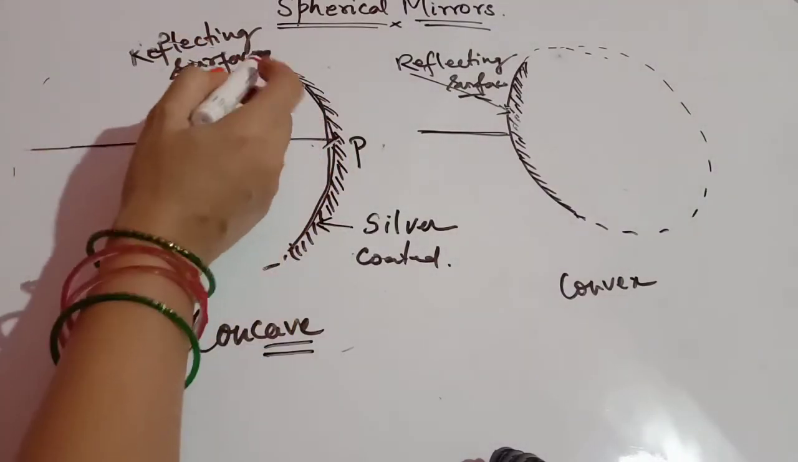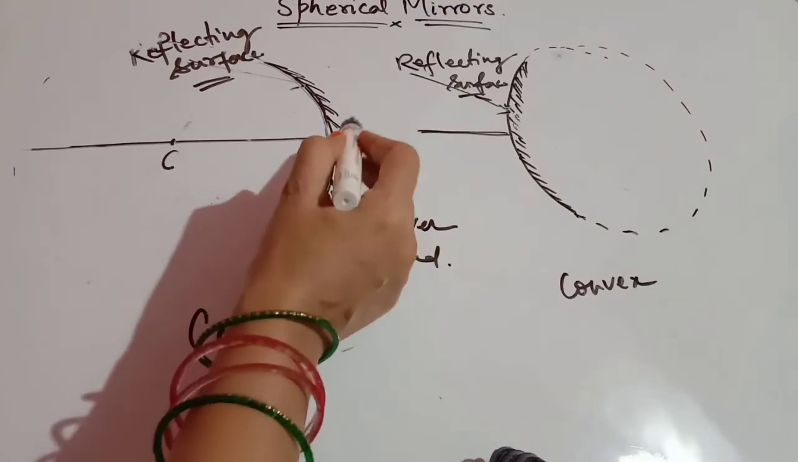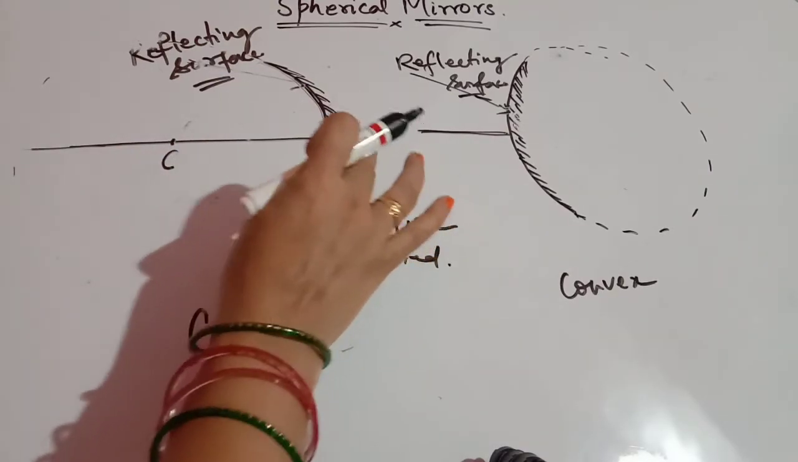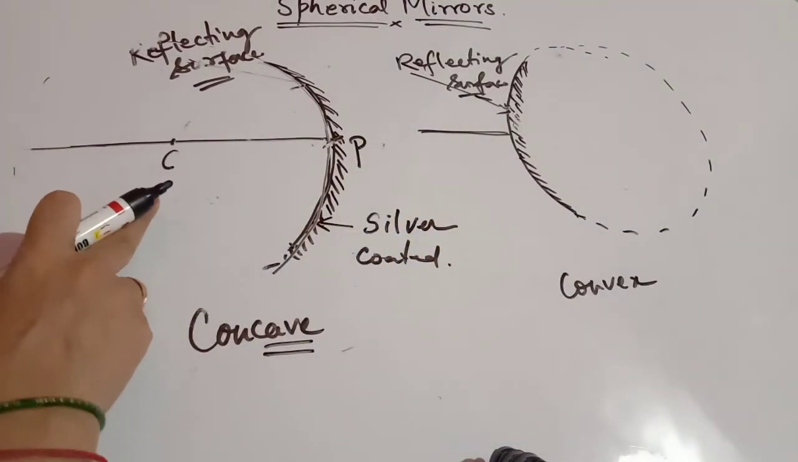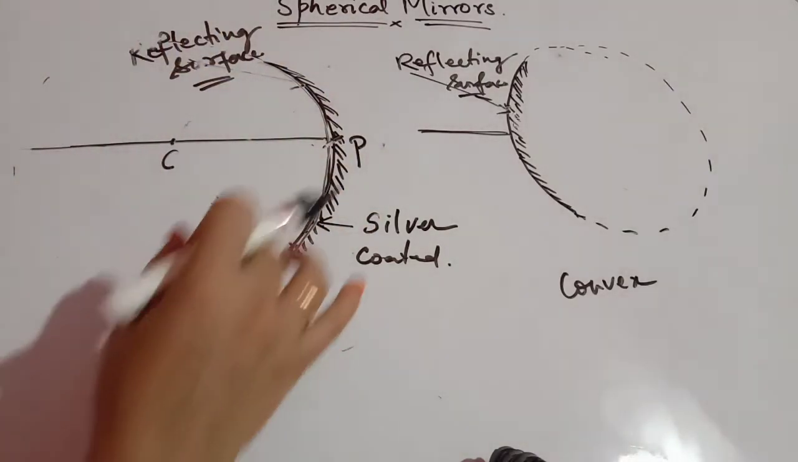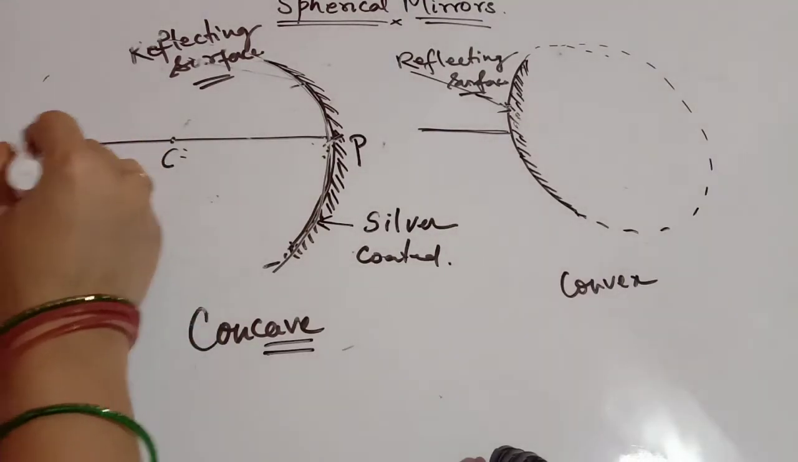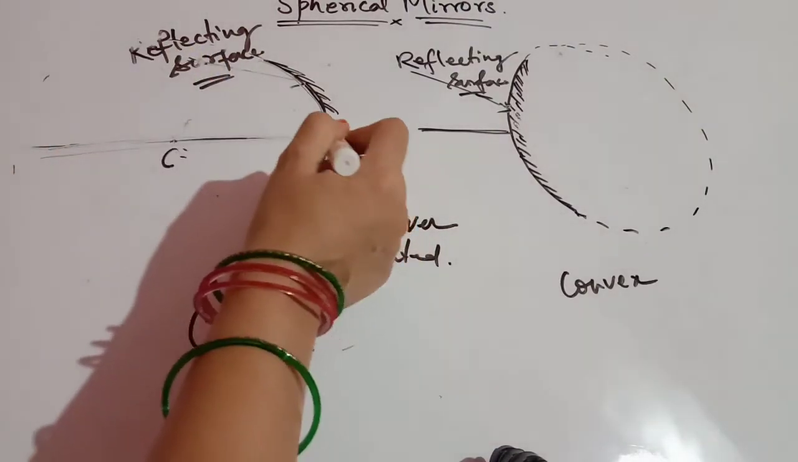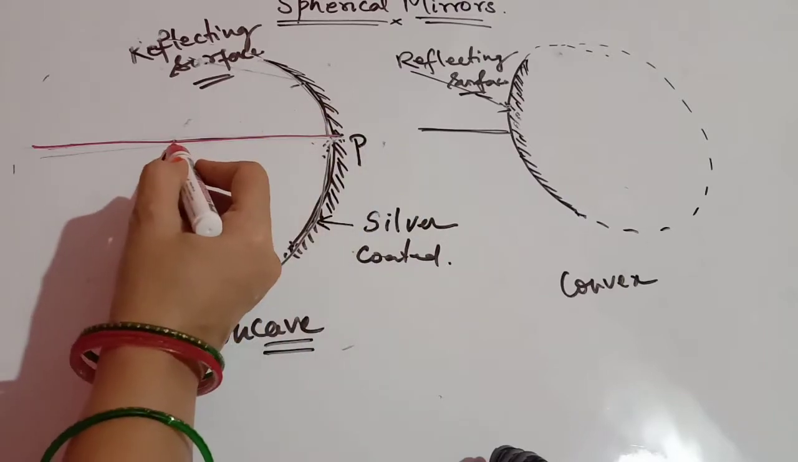In this spherical mirror, this part is the reflecting surface, and the center, the middle part of the reflecting surface of a spherical mirror, is called its pole, which we represent with P. So this is P, and this is the center of curvature, the geometric center of the sphere of which the mirror is a part. And this line is known as the principal axis. The line that passes through the center of curvature and comes to the pole is known as the principal axis.